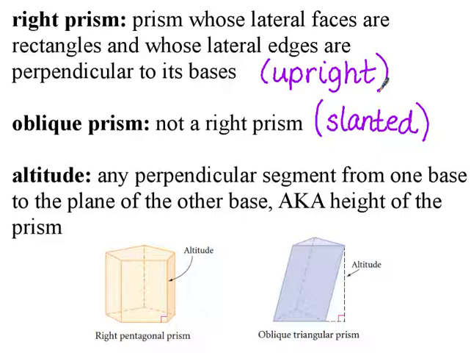So anyway, like I said, that altitude carries through, so I don't know if that's necessarily one that you need to write down because you're probably going to remember that anyway. The biggest thing, though, that you need to get down is that the right prism is upright, the oblique prism is slanted. So the right prism is upright, the oblique prism is slanted.